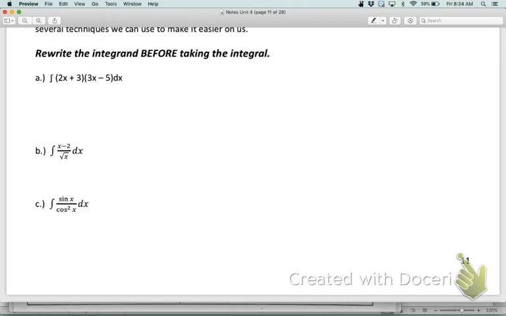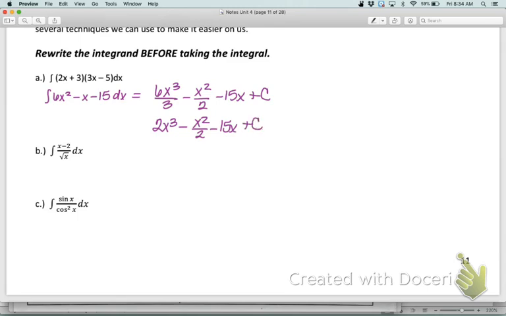So the first thing that we would want to do for the first one is, since there is no product rule, that means I need to multiply this out. So we're going to FOIL this out to make it the integral of 6x squared, minus 10 plus 9 minus x minus 15 dx. Now that's all power rules, so we can work through there. That's going to be 6x to the third over 3 minus x squared over 2 minus 15x plus c. And I can reduce that to be 2x cubed minus x squared over 2 minus 15x plus c. That's our antiderivative.